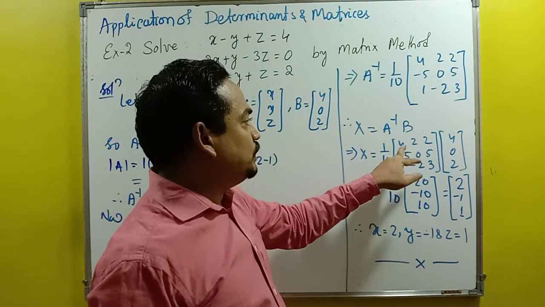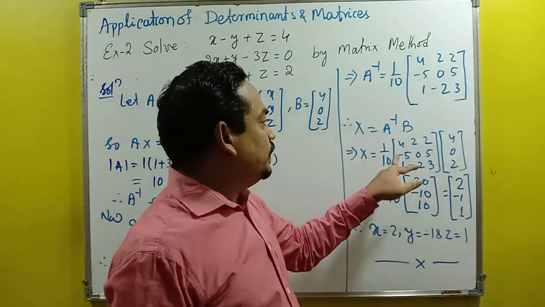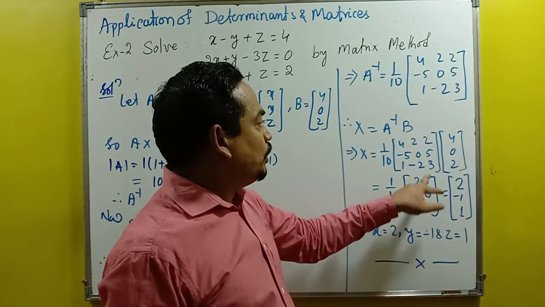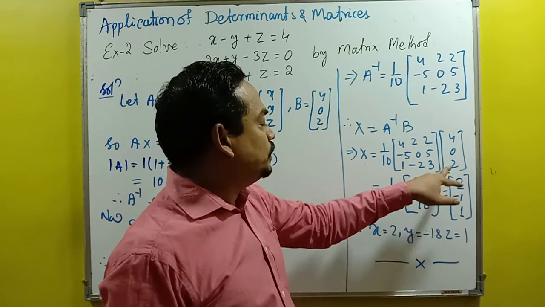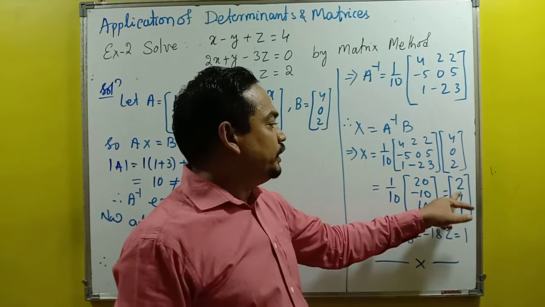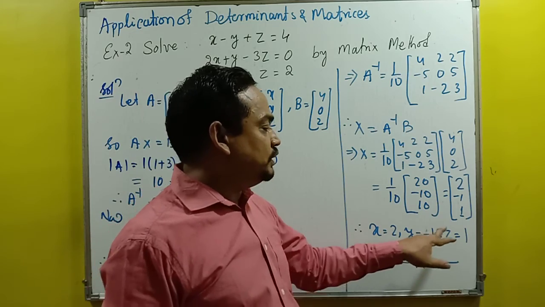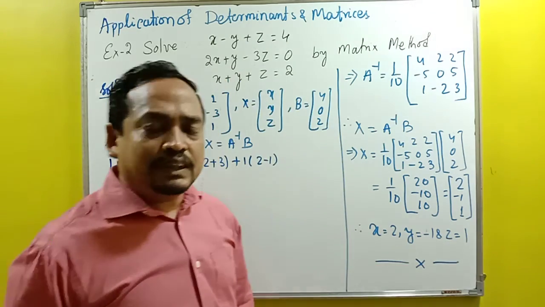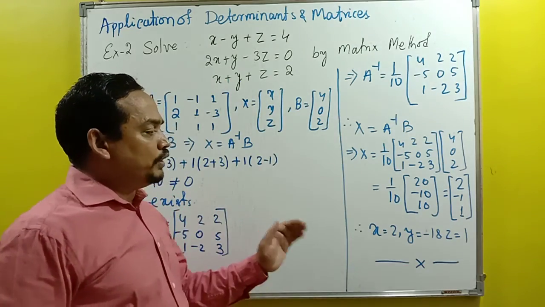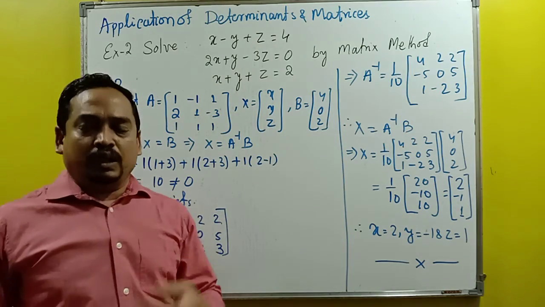By multiplying it, 4 fours are 16, 16 plus 4 is 20. Again minus 20 plus it is 10, that is minus 10, and similarly it is 10. Now multiplying by 1 by 10, what you are getting is 2, minus 1, 1. Then x is equal to 2, y is equal to minus 1, z is equal to 1. So this is giving you the values of the variables x, y, z. This way you will solve the system of equations.